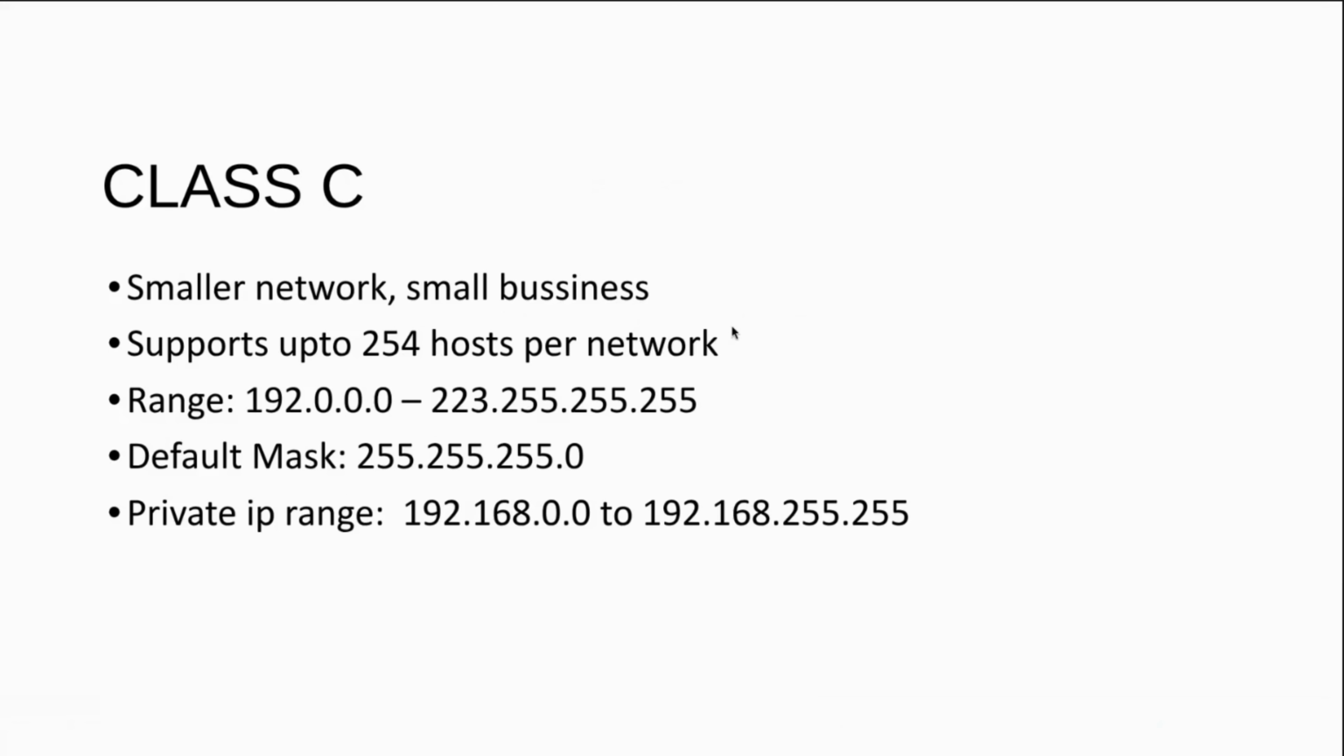And next is Class D. Class D is reserved for multicast, which sends data to a group of devices, not a single device, and is mainly used for broadcasting. The range of Class D is 224.0.0.0 to 239.255.255.255. And the next one is Class E. The Class E IP address is reserved for research and experimental purposes, used for testing and future use. The range of Class E is 240.0.0.0 to 255.255.255.255.